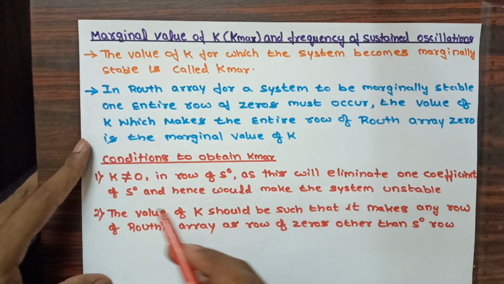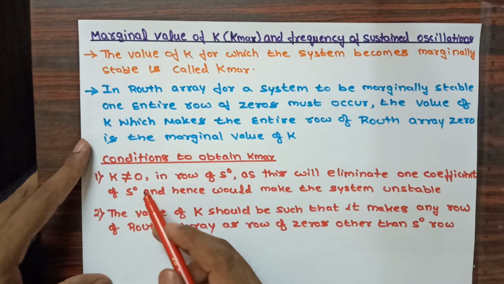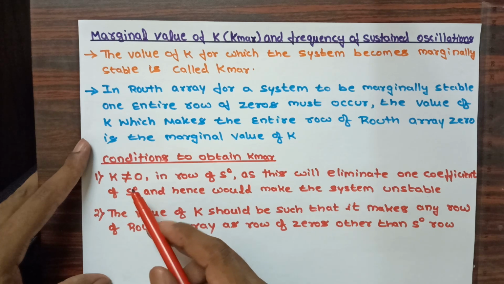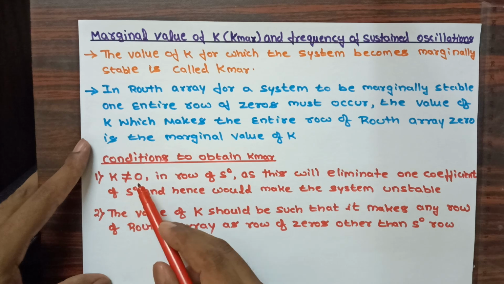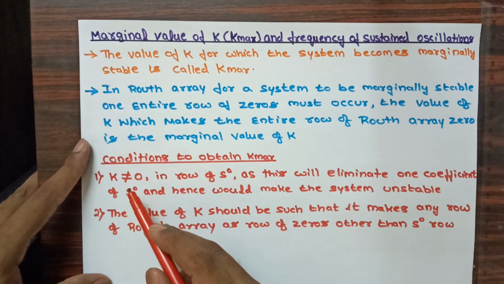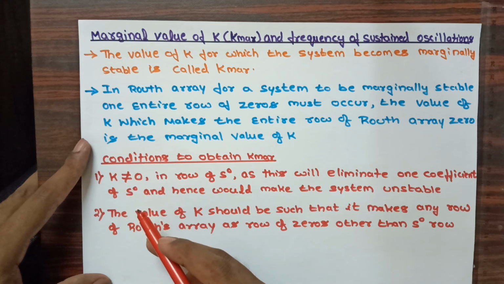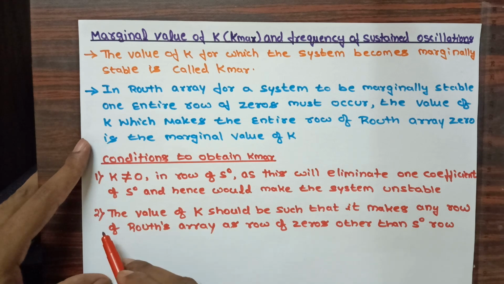So remember, in the last equation, that is in the s to the power 0 row, we have to consider K not equal to 0. Always we need to consider K greater than 0. Next, you can see the second condition. The value of K should be such that it makes any row of Routh's array a row of zeros other than the s to the power 0 row.